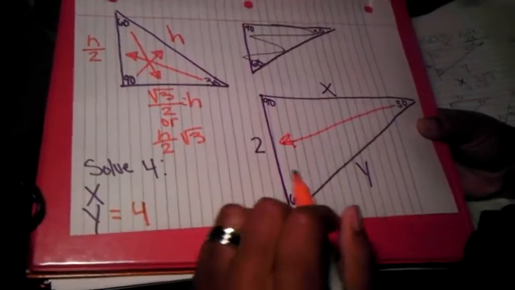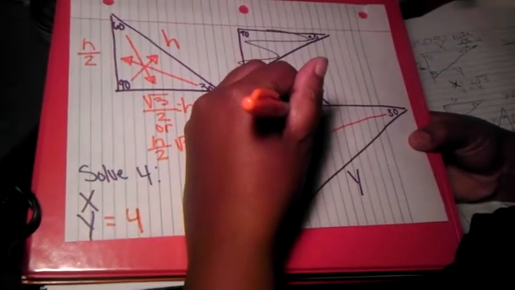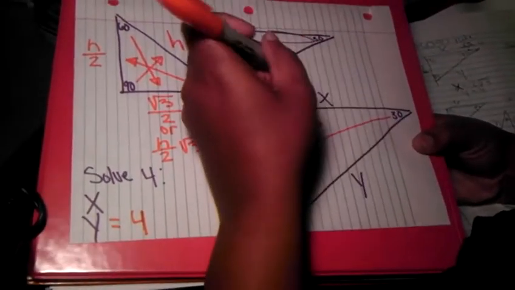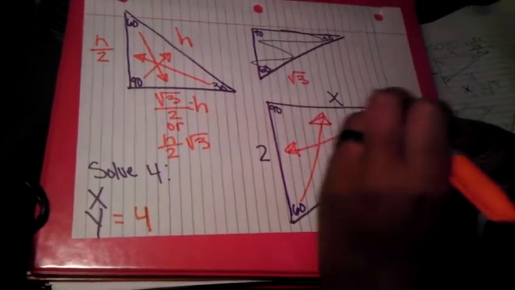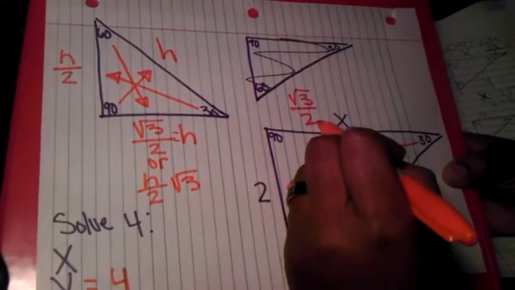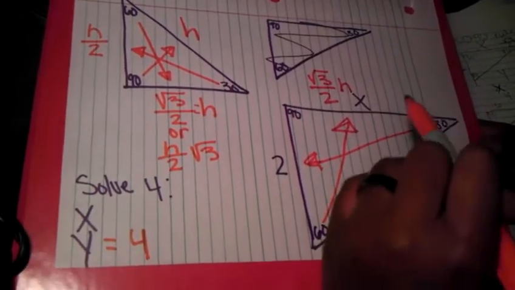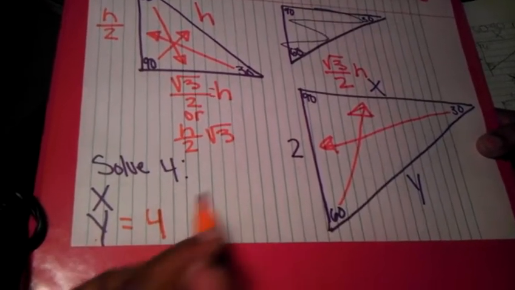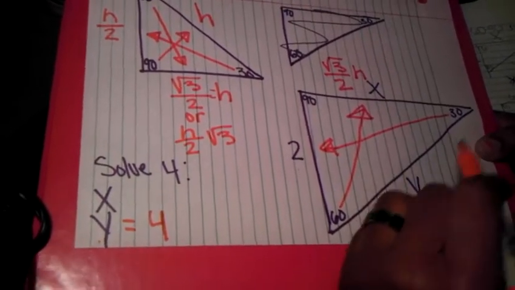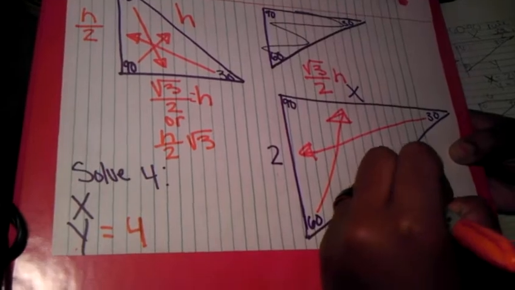Easy enough. Okay, so since that is your short side, this will be your long side, which to solve for it, it will be the square root of 3 over 2 times H. Now, what do you know? You know your H now, which is Y. So, you know your Y.